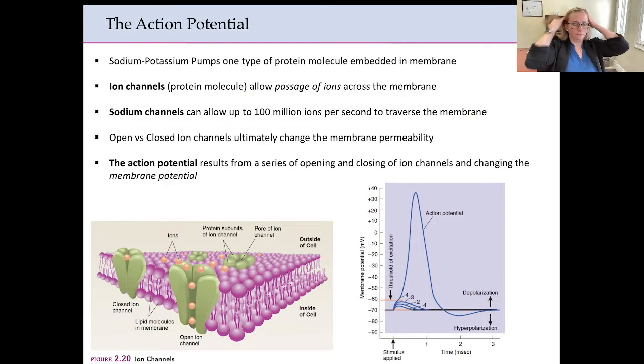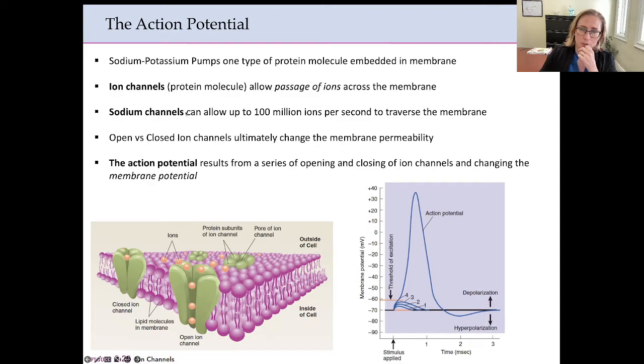Okay. So I mentioned this, the sodium-potassium pump is a type of protein that is embedded. It's a highly specialized protein. Ion channels are little bell peppers. Like I said, these are also proteins, but they're specialized for the passage of ions, and usually only one type of ion. So you have a sodium ion channel or a potassium ion channel.